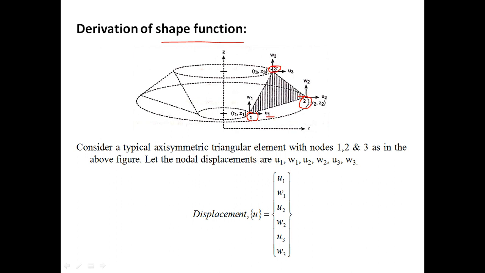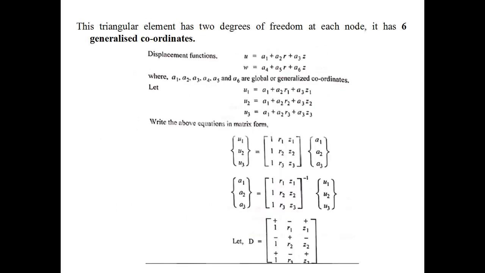And therefore the displacements u is equal to, so here we have three nodes, each node having 2 degrees of freedom, so that we have six displacements, u1 w1, u2 w2, u3 w3. The triangular element has 2 degrees of freedom per node, so it has 6 generalized coordinates. Therefore u is equal to a1 plus a2 r plus a3 z, while w is equal to a4 plus a5 r plus a6 z, where a1 to a6 are the generalized coordinates. So u1 is equal to a1 plus a2 r1 plus a3 z1, likewise u3 is equal to a1 plus a2 r3 plus a3 z3.